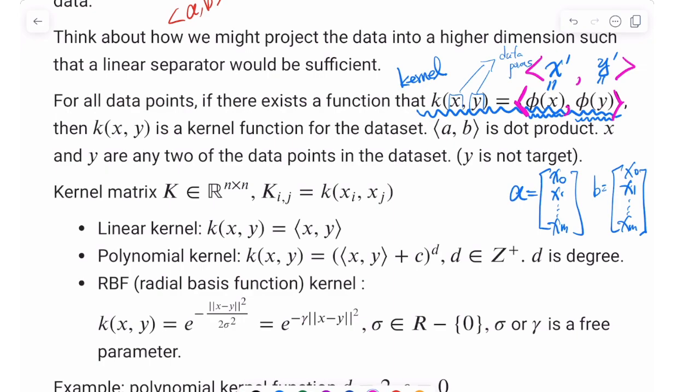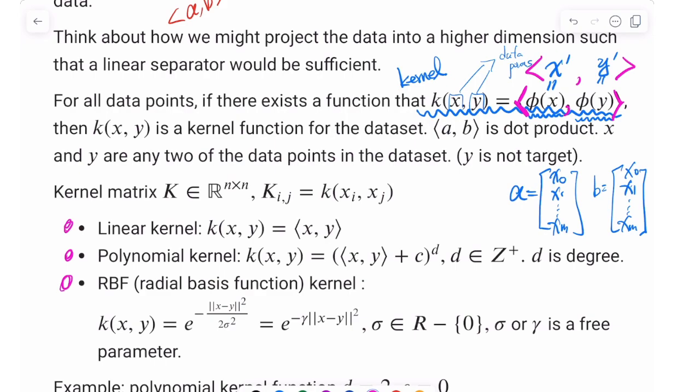So a kernel function is defined as we use the original X and Y and pass it through certain unknown phi function, and then we use the result to evaluate the distance between X prime and Y prime. Okay, so that is just the definition. And we like to introduce 3 different algorithms of SVM.